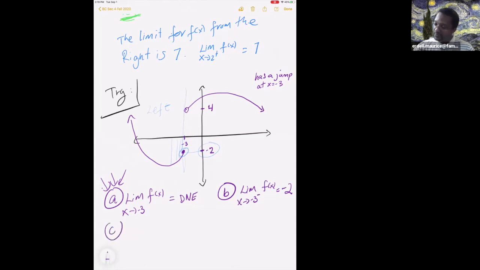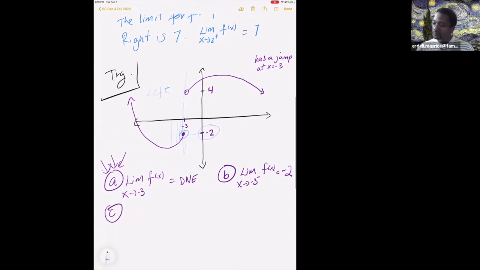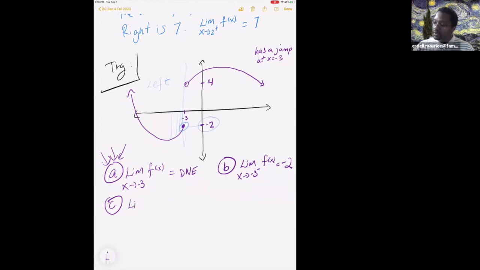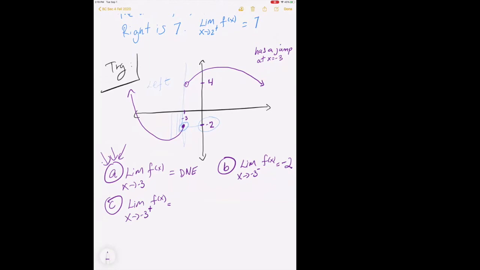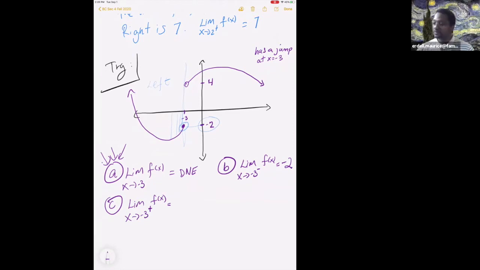Number C. The limit as x approaches -3, this time from the right. See the plus sign right here? That means the right. What is this limit? Somebody else who's paying attention. Not -4, I mean +4. Positive 4. That is right. And so that's going to be our limit right there.